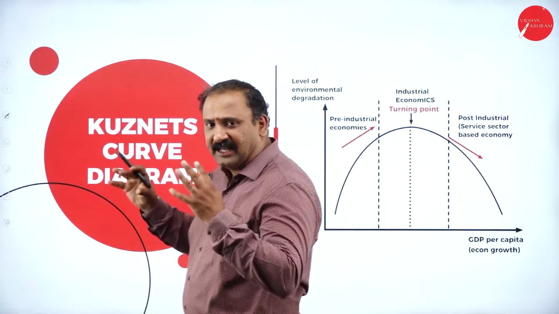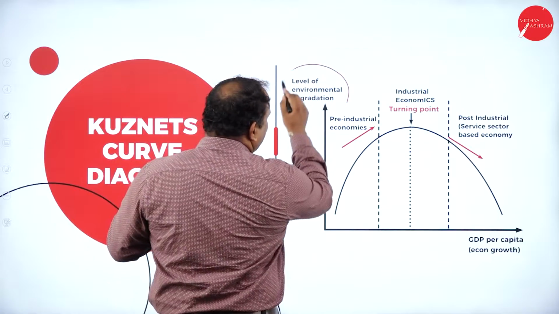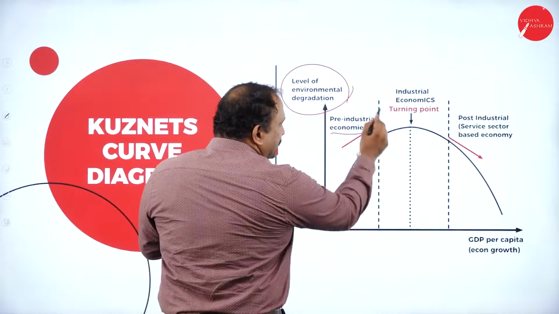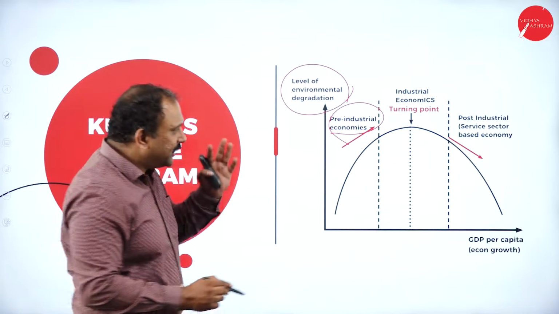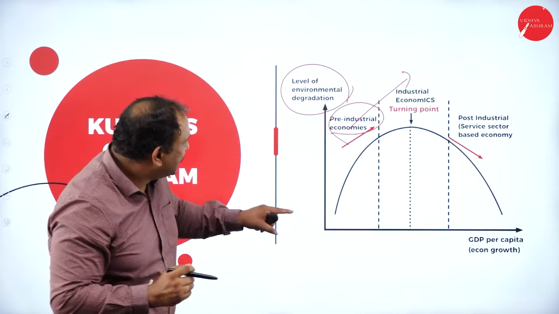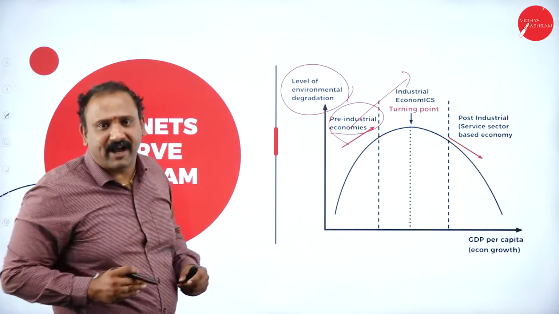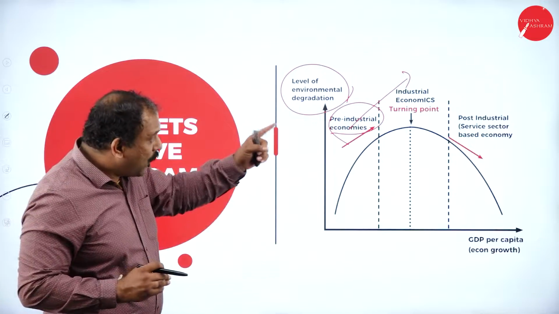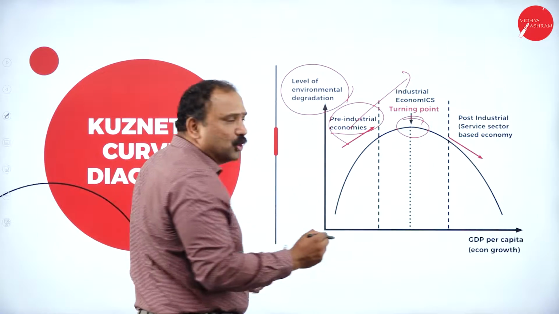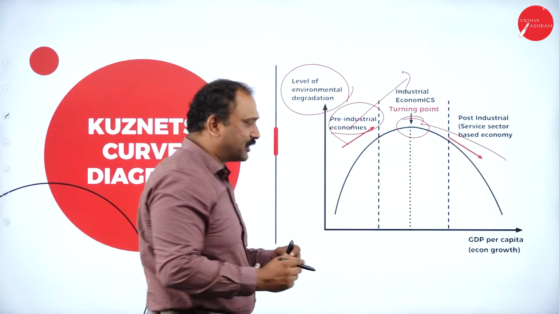Now just look at the diagram. What does it try to say? Now you see the level of environmental degradation first. That was at a peak during the pre-industrial economics. So the industrial economics says that until you reach this peak, there has been a continuous environmental degradation. You have been trying to destroy the environment as far as possible. All of a sudden, what happens is that once you have reached the peak, you would start getting back to a scenario called the post-industrial based economy.